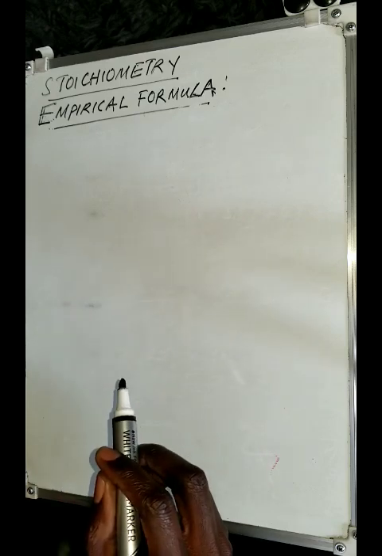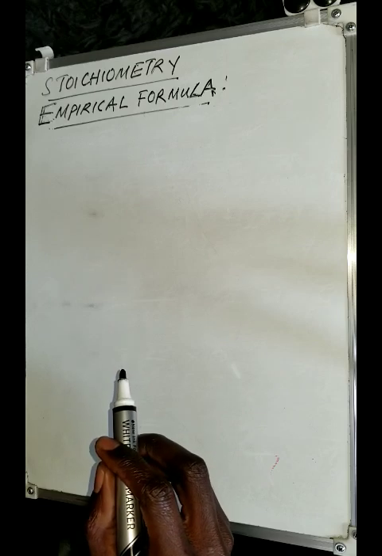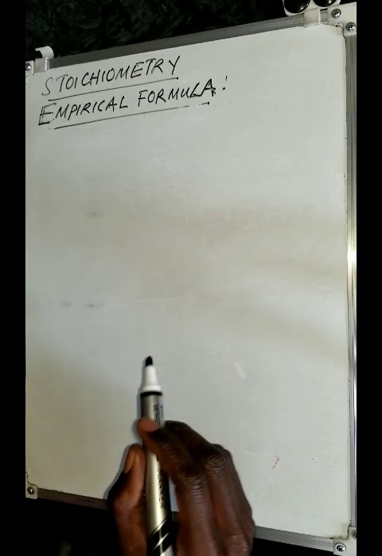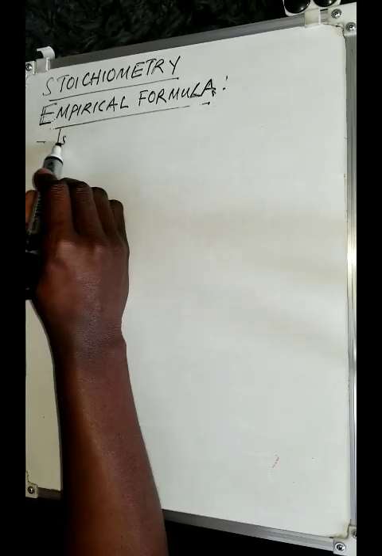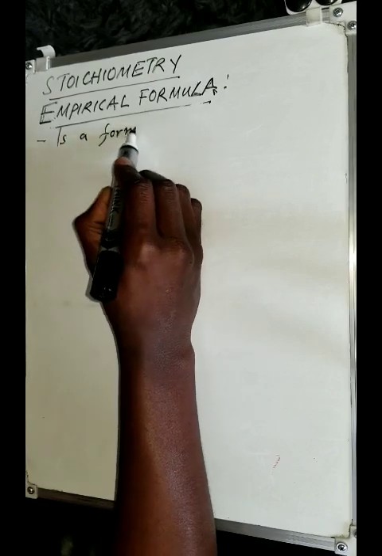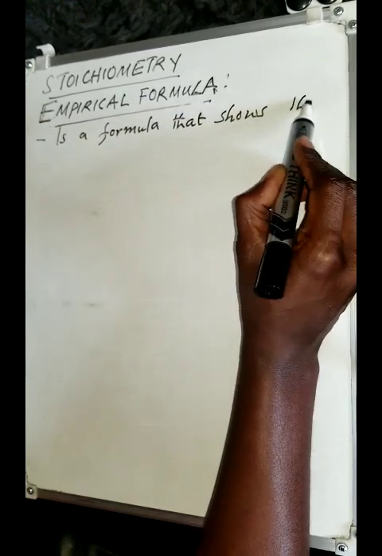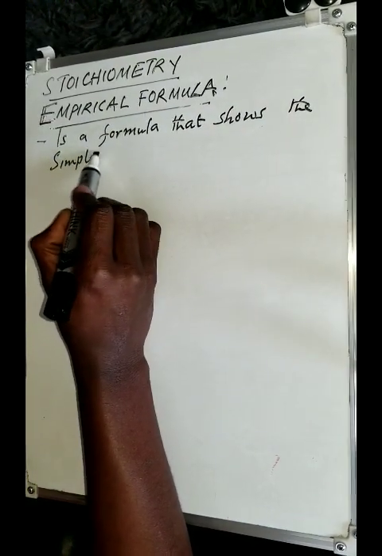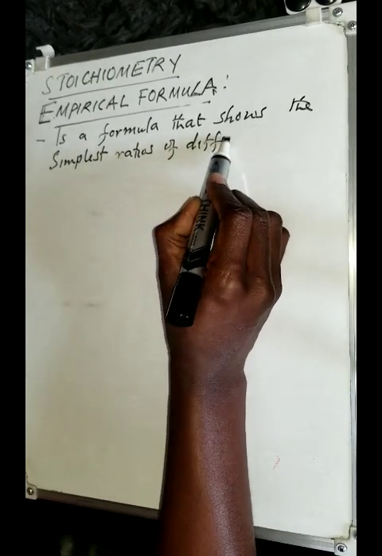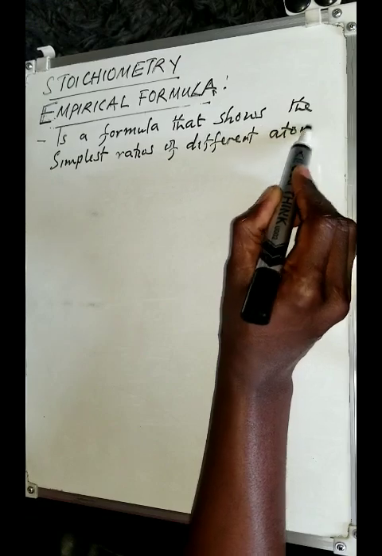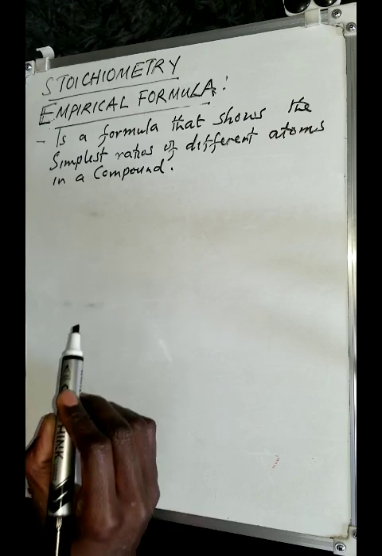Well, when we talk about the empirical formula, it is simply a formula that shows the simplest ratios of atoms in a compound. That is what we call the empirical formula. We can simply say the empirical formula is a formula that shows the simplest ratios of different atoms in a compound.